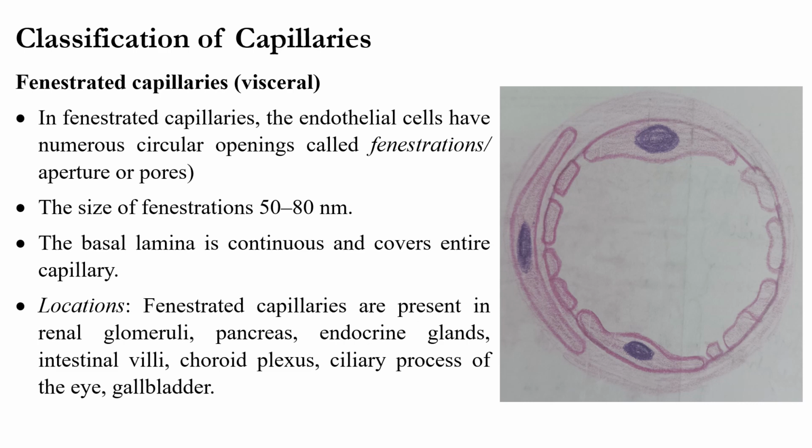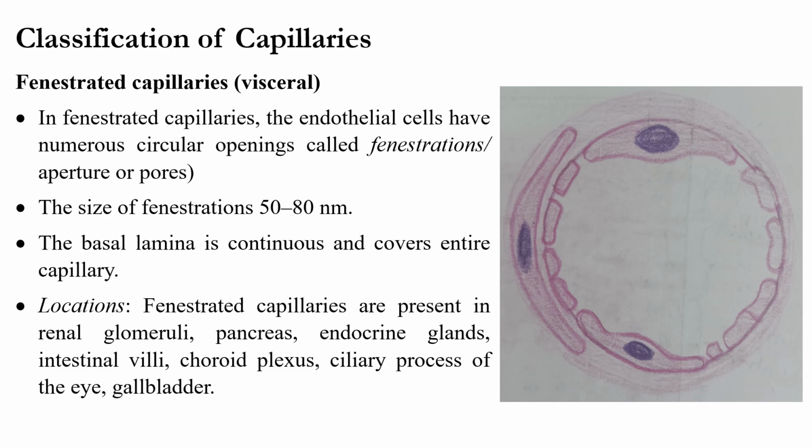The second variety of capillary is the fenestrated capillary. In a fenestrated capillary, the endothelial cells are not connected by tight junctions, but there are spaces in between the endothelial cells in the form of circular openings known as fenestrations or apertures, or we can say pores, and these pores are about 50 to 80 nanometers, but the basal lamella is continuous and it covers the entire capillary. Means spaces are present in between the endothelial cells, but the basal lamella is continuous.